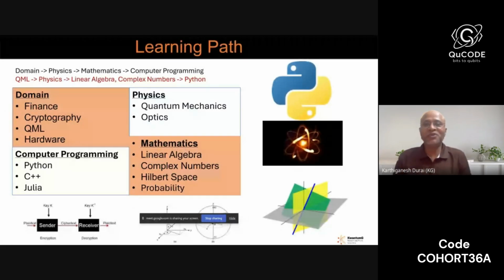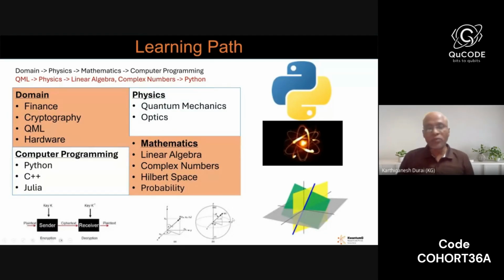First, I would like to start with the learning path. If you are a student or working professional from the classical world and you want to pursue quantum computing as your career, you have to follow a specific path.